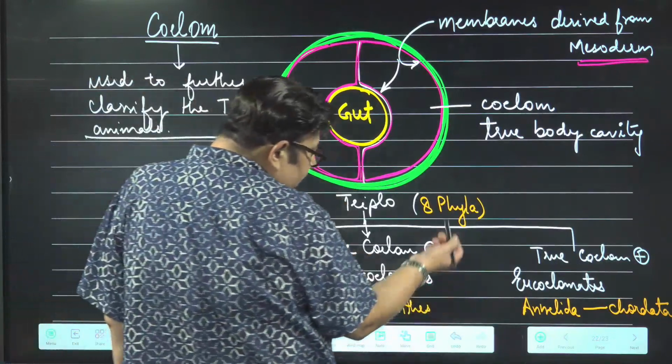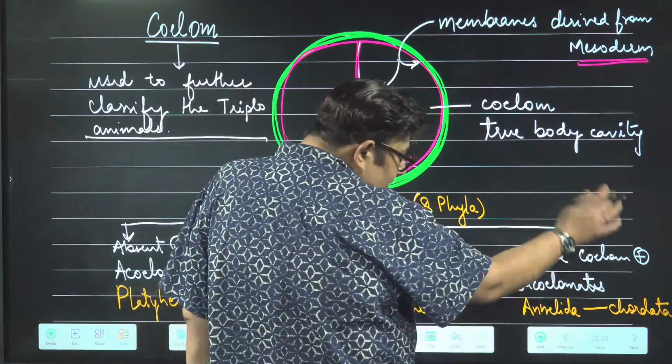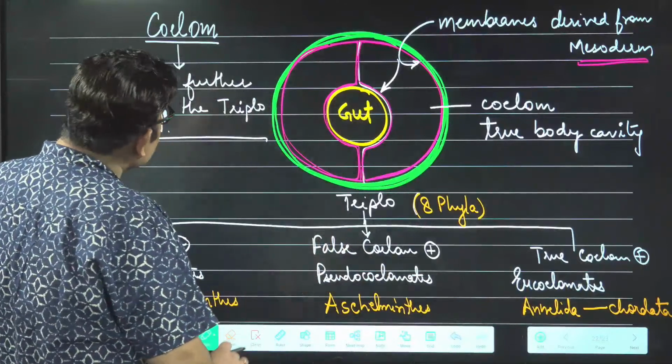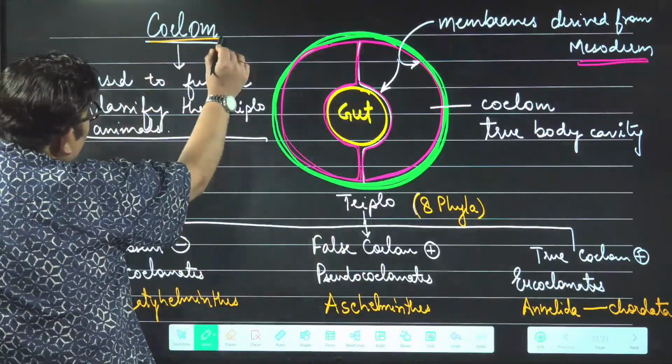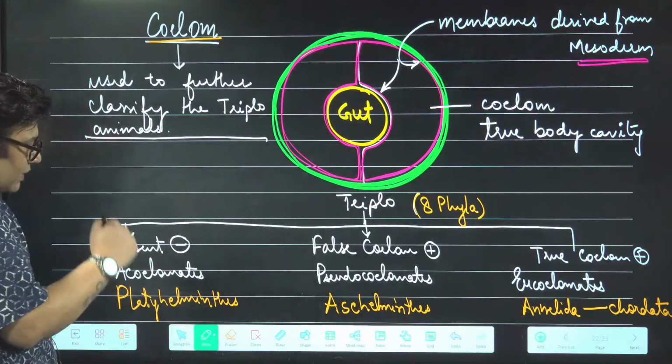Triploblastic pseudocoelomate is only one phylum, example Aschelminthes, roundworms, and the remaining ones are true coelomates. Just follow this, learn this. This is the phylum, and this is how we can classify the animals on the basis of phylum. That's it.